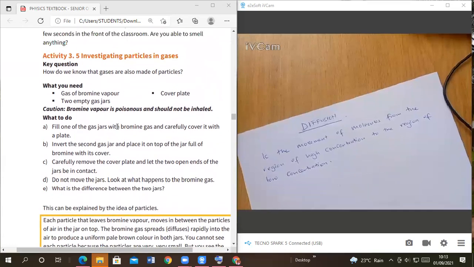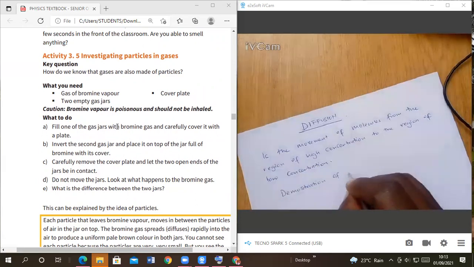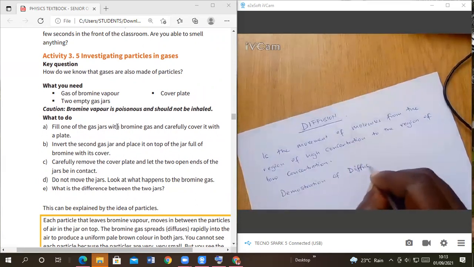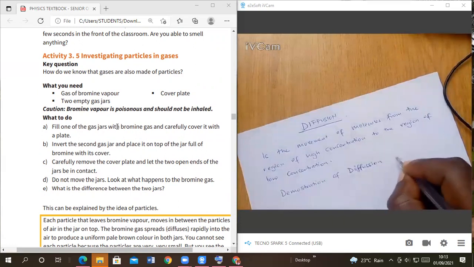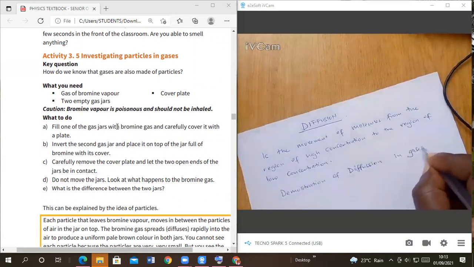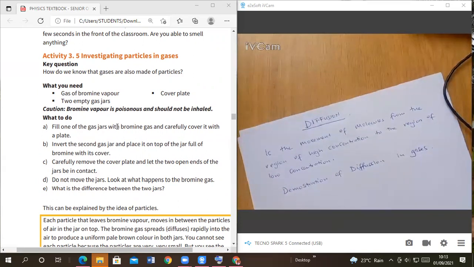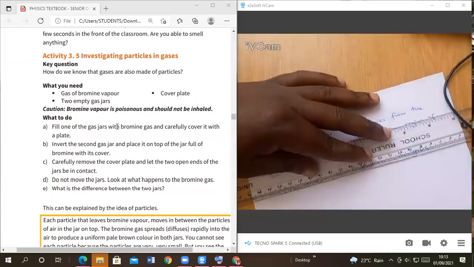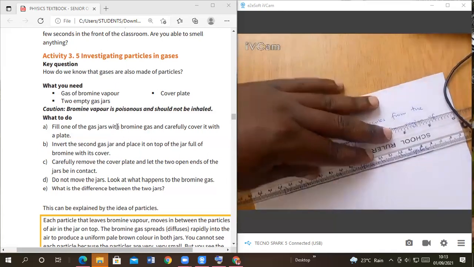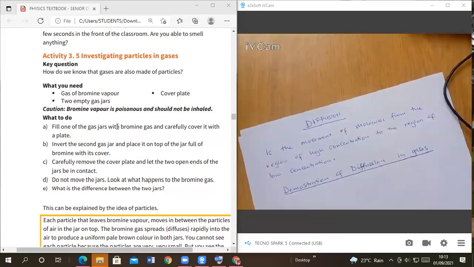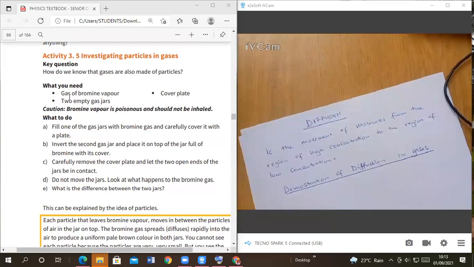So we are going to do a demonstration of diffusion in gases. That's our heading: demonstration of diffusion in gases. How do you demonstrate diffusion in gases? So members, the steps are here. What do you need? You need gas of bromine vapor.